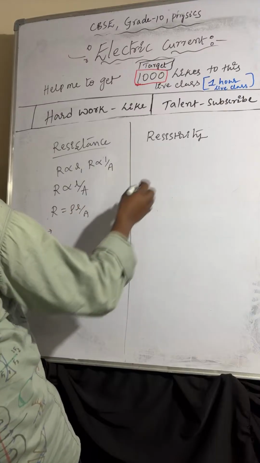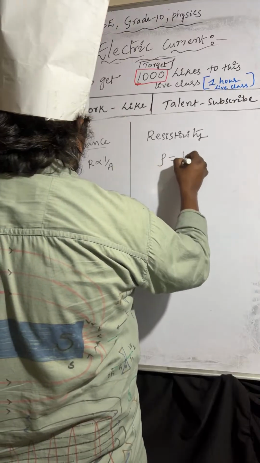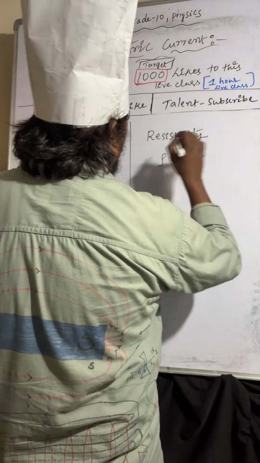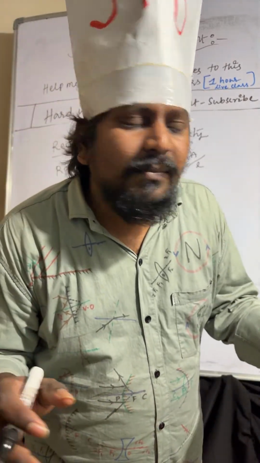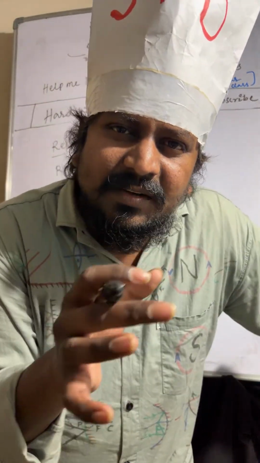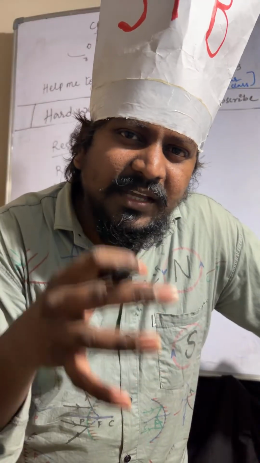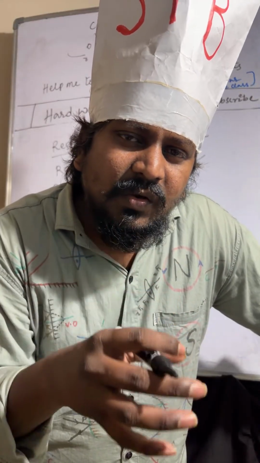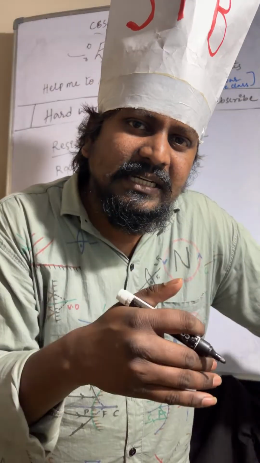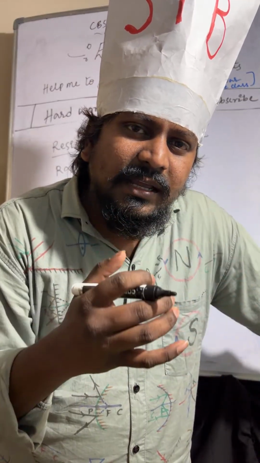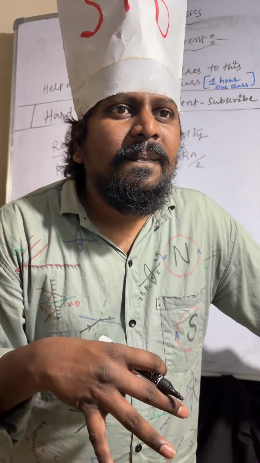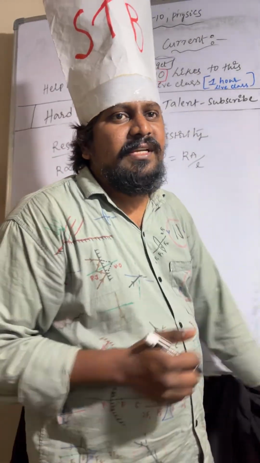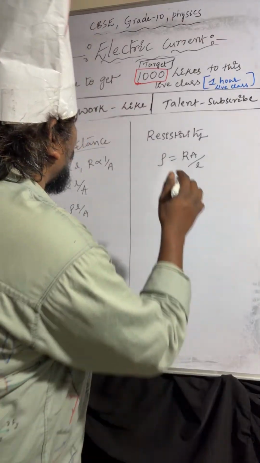So here you can observe resistivity equals RA by L. Resistivity is equal to the resistance of the conductor per unit length and unit cross-sectional area, that is R by L into A, or RA by L. That is called resistivity.